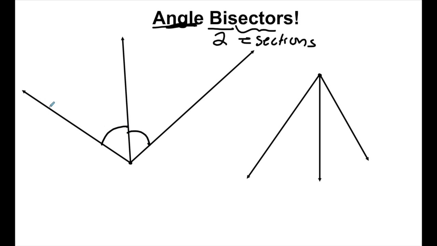So for example, if this entire angle is 144, then these each have to be two equal halves of 144. If the whole angle is 45, right? We need each of these to be two equal halves of 45, okay? So bisector, two sections, sections are equal, okay?